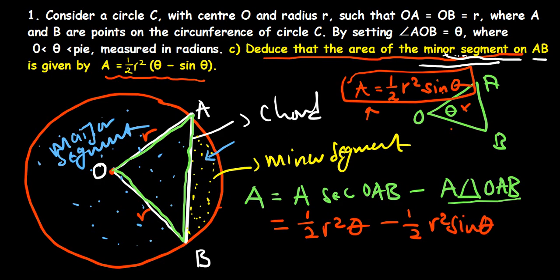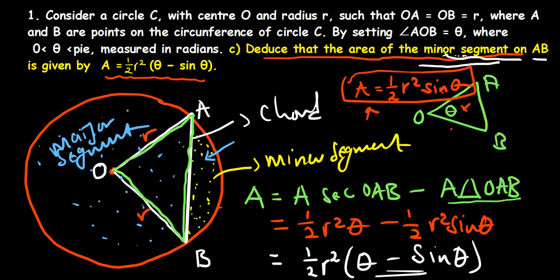Okay, so from here we just factorize what is common. So we see that half r squared is common. Then what are we going to remain with in the brackets? We are going to remain with theta minus sine theta. So this here will be the formula for the minor segment. You can even see here they are saying the area of the minor segment is given by this. So we've shown it down here.